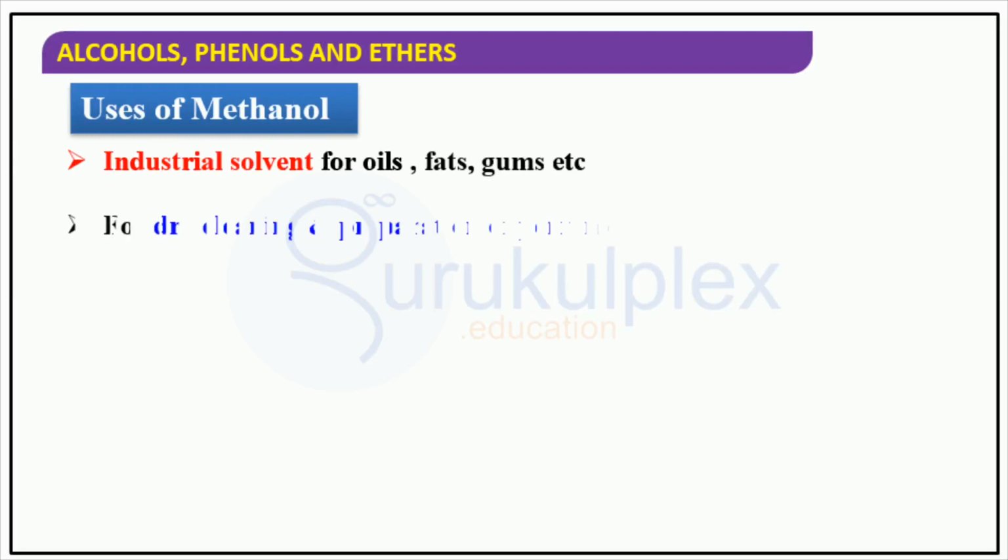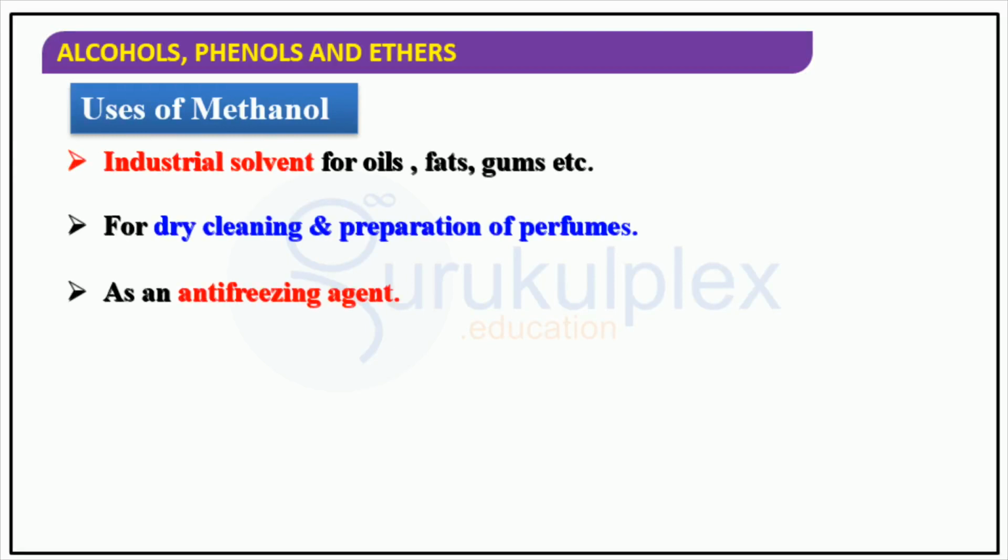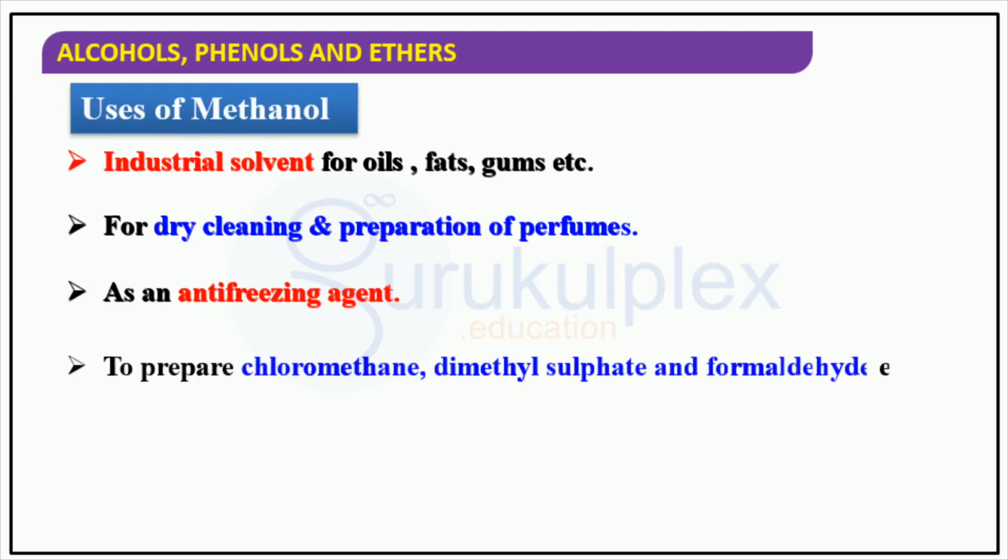Methanol has a range of uses in the industrial realm. It serves as a solvent for oils, fats, gums and related substances, a cleaning agent and a component in perfume production. Additionally, methanol is used as an antifreezing agent. It also functions as a precursor to chloromethane, dimethyl sulfate and formaldehyde in their respective syntheses.